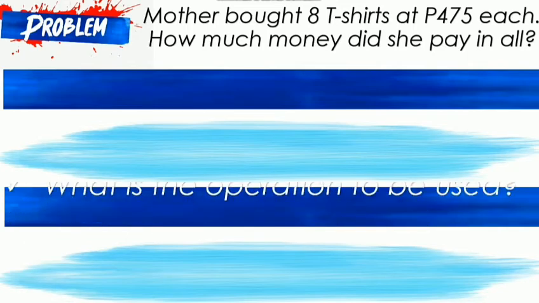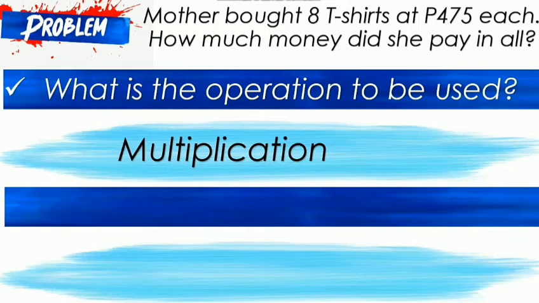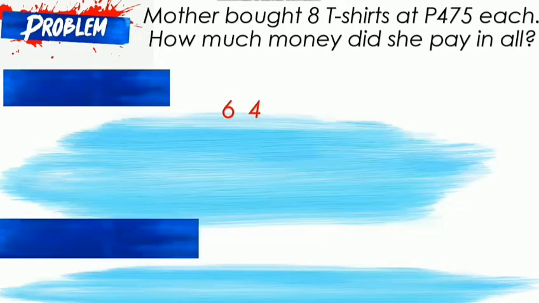So now we move to the operation to be used. The operation to be used is visibly multiplication. Now we'll move to the number sentence. What are we going to do here? Basically, if the cost of a shirt is 475 pesos each, finding the cost of 8 t-shirts will be multiplying 475 by 8. So that's the number sentence. From here, do your long multiplication.